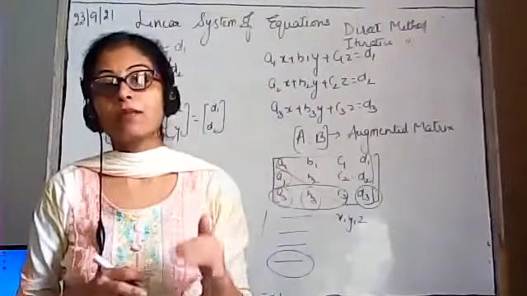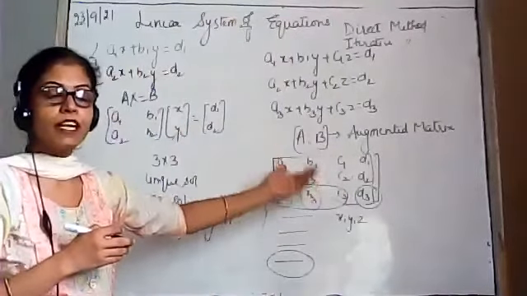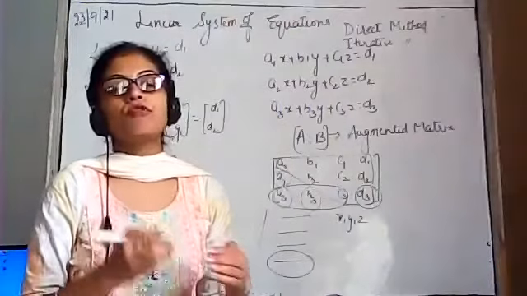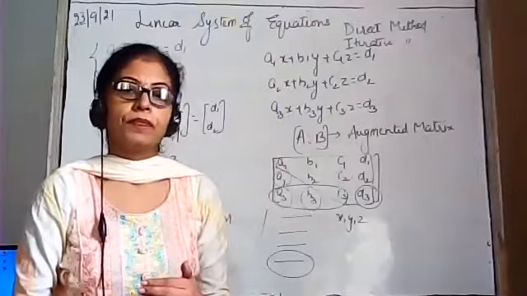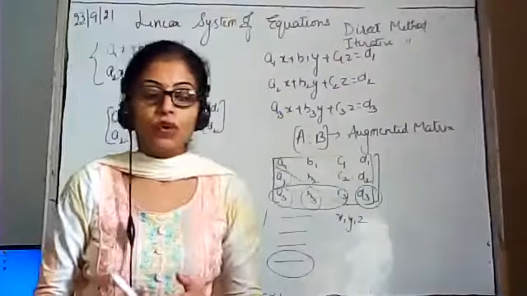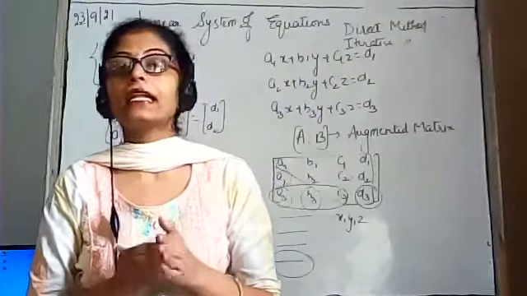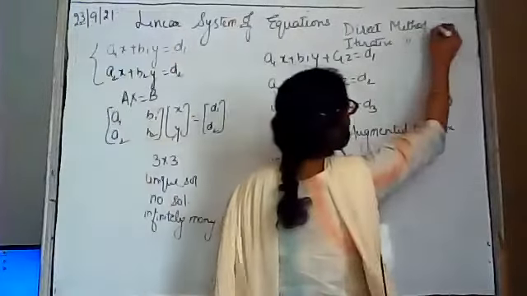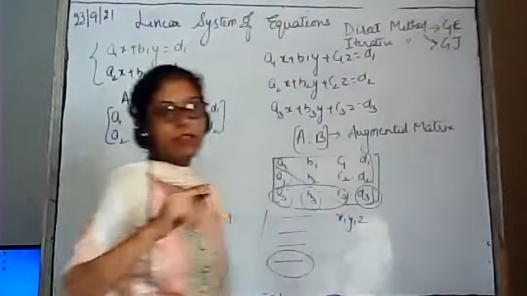The direct method is that method in which we get the solution directly. We find the values of x, y, z directly. In the iterative method, we get the values of x, y, z after applying the formula again and again. That method is known as the iterative method. So we will solve the system of linear equations firstly with the direct methods, and in the direct method we again have 2 methods. Number 1 is Gauss elimination method and number 2 is Gauss-Jordan method.